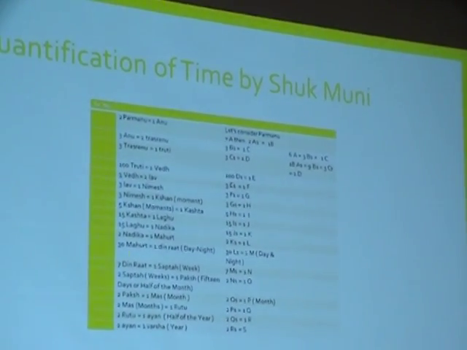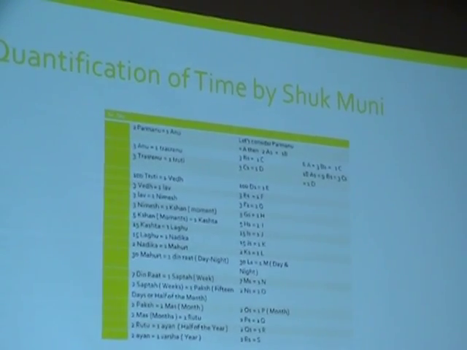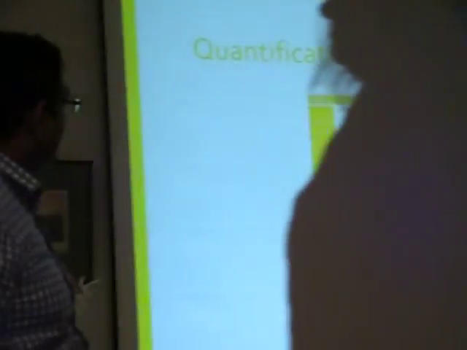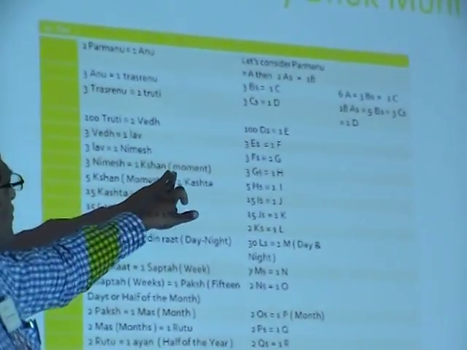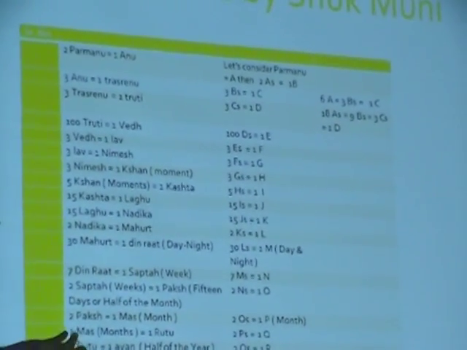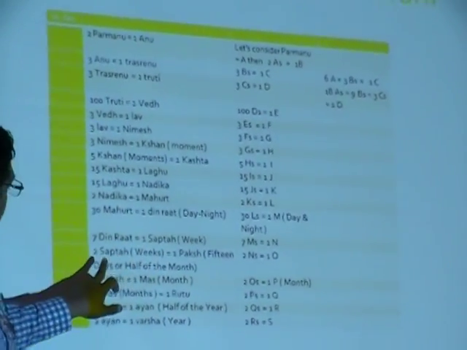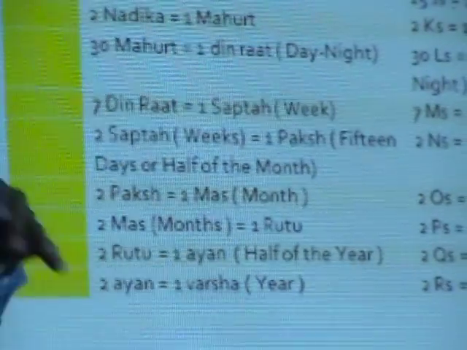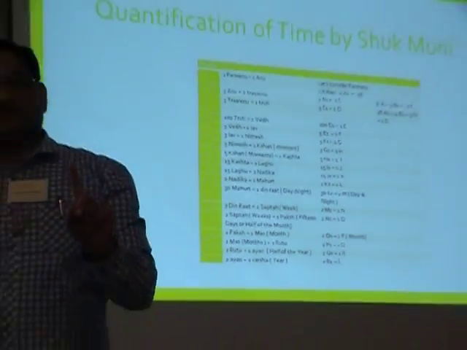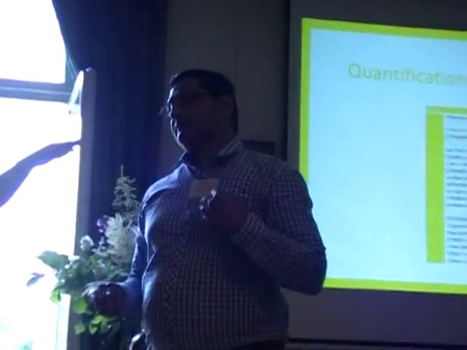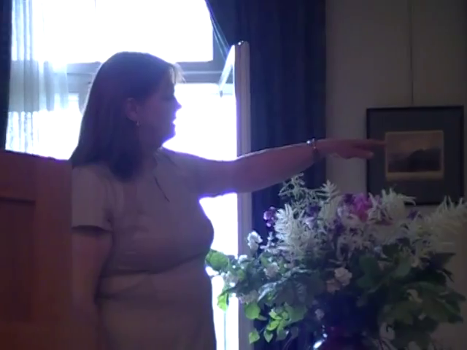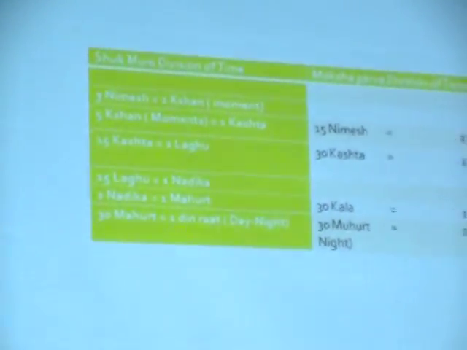By the time you come to this unit here, 3 nimish is equal to 1 moment. As you go down, there are 7 days in 1 week, and then 2 pakshas, two sets of 15 days, make 1 month. In the end you get a half year and then another half that makes it full. The last one is 1 year. There was another method.